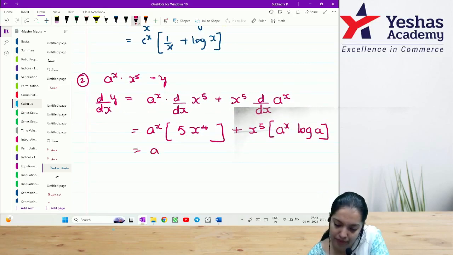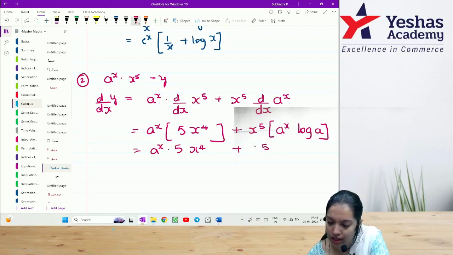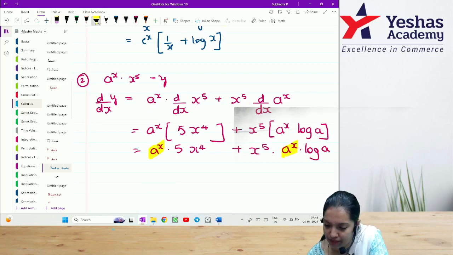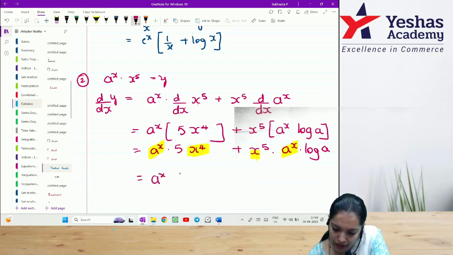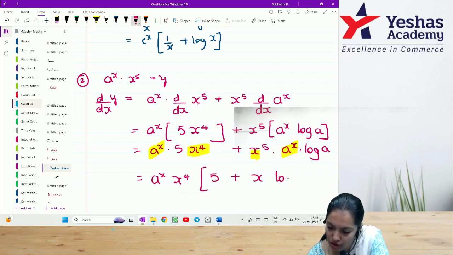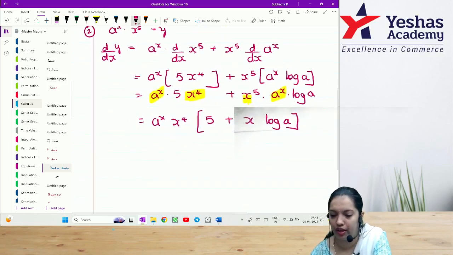In the next step, I will write a power x into 5 into x power 4 plus x power 5 into a power x into log a. Let's check what is common. a power x is common. x power 4 is common. Let's take that outside: a power x into x power 4. What is left here? 5. What is left here? x log a. x power 4 into x is x power 5.